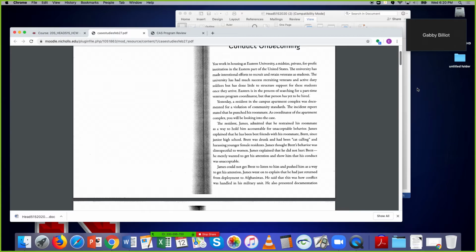It's a lot of problems in this one situation because then you have not only veteran, not only alcohol, but then you also have the comment that was made harassing younger female residents. So this is a complex problem. There's not one solution to this. It's typical. The problems are never one issue. Yeah, it's not.